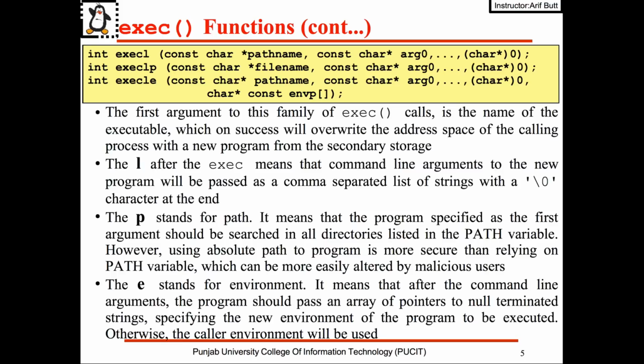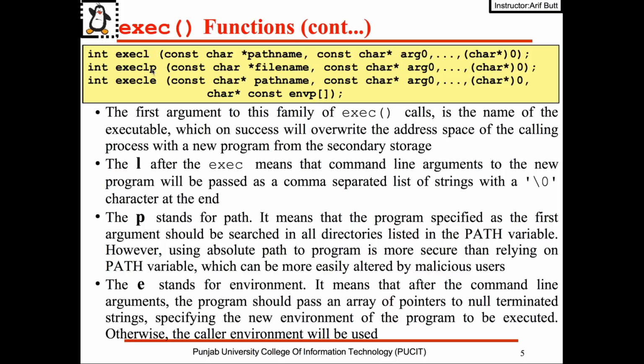Well, these 3 functions are called the exec L family. The L after exec means that command line arguments to the new program will be passed as a comma separated list of strings with a null at the end. The first argument to all these functions is the name of the executable, which on success will overwrite the address space of the calling process with a new program from the secondary storage. After this first argument, we have the comma separated list of the arguments, and finally we have a null over here.